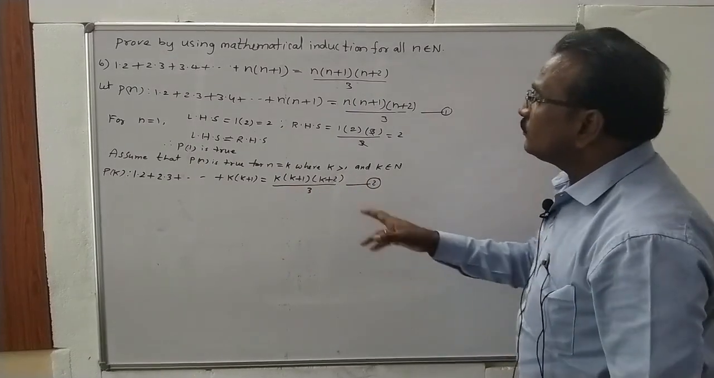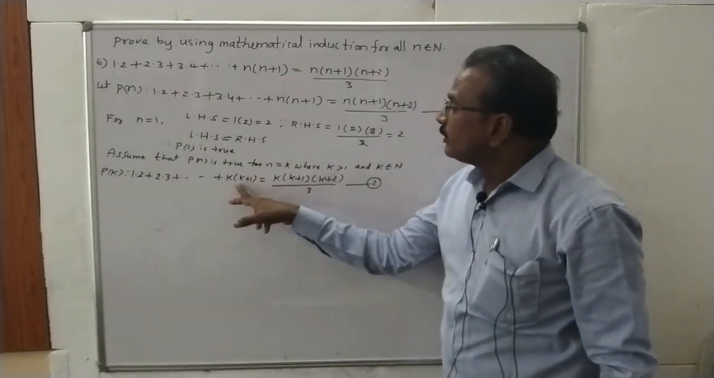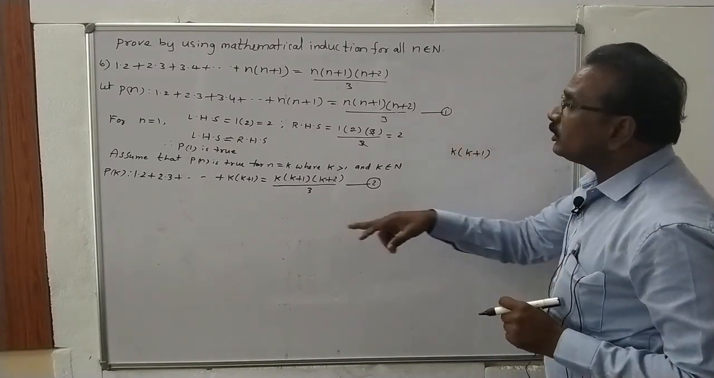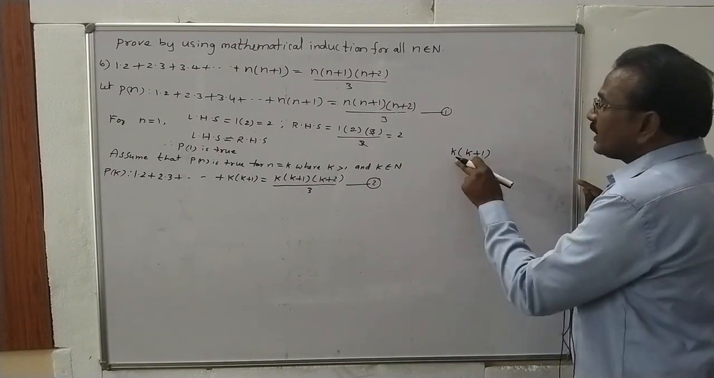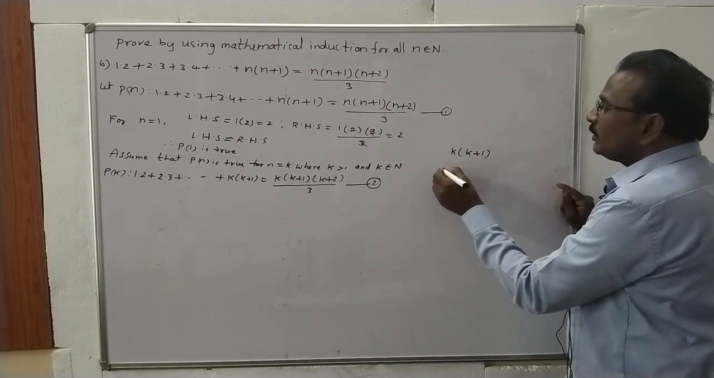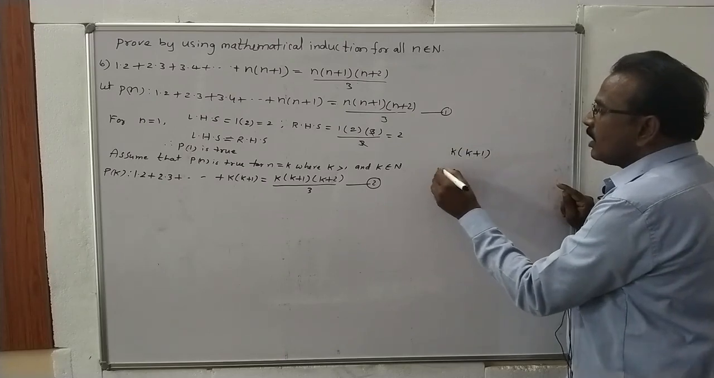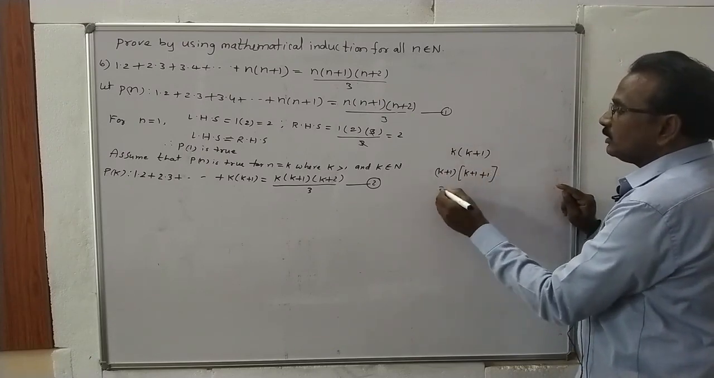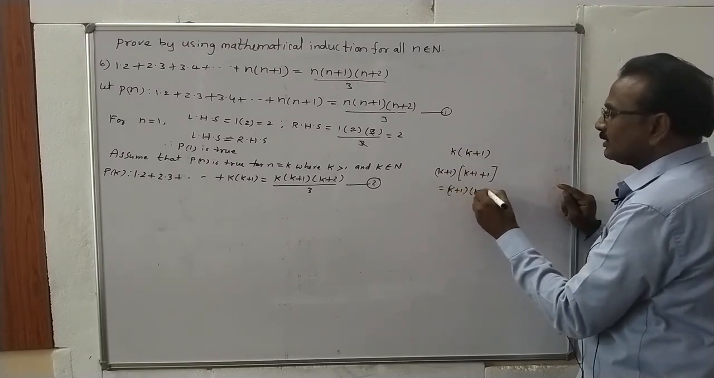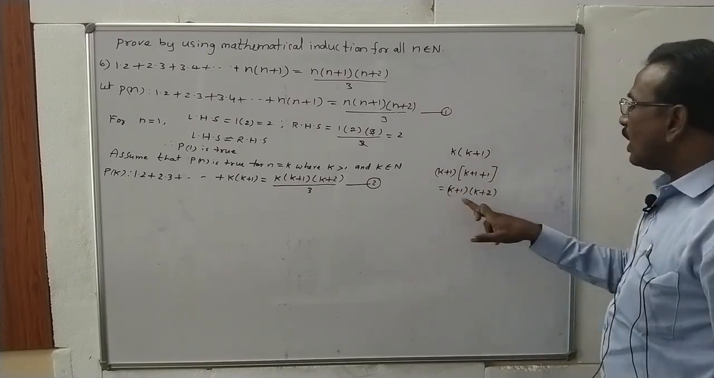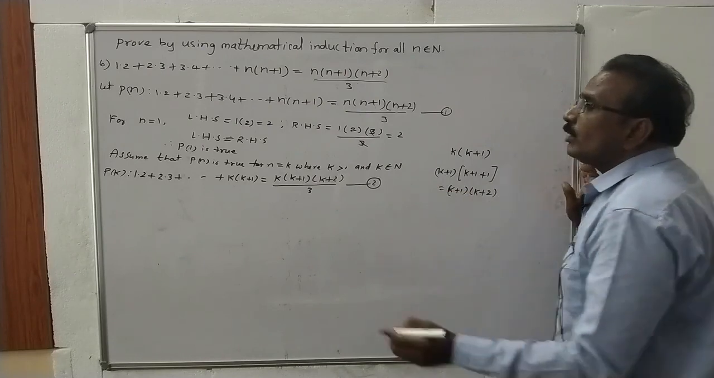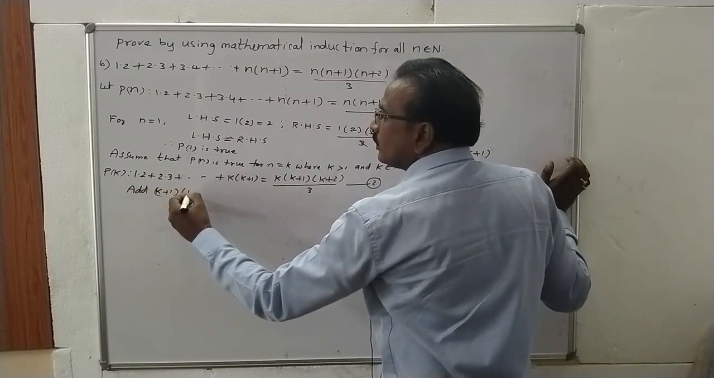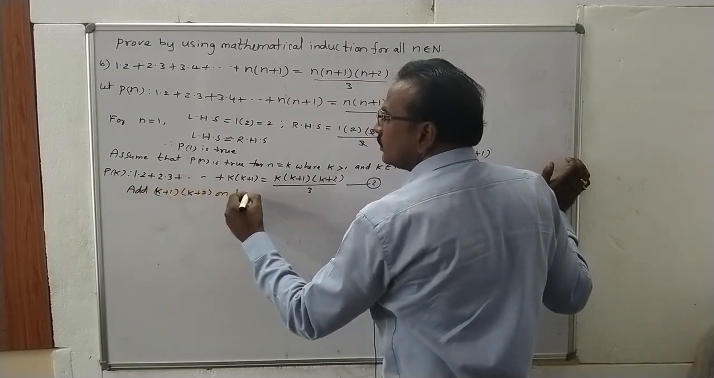Next, adding a term. So identify the kth term in LHS. Here the kth term is k into k plus 1. The next term, the k plus 1th term, is obtained by replacing k by k plus 1. The first factor is k plus 1, and in the second factor replace k by k plus 1: k plus 1 plus 1. So that is k plus 1 into k plus 2. Therefore add k plus 1 into k plus 2 on both sides of equation 2.